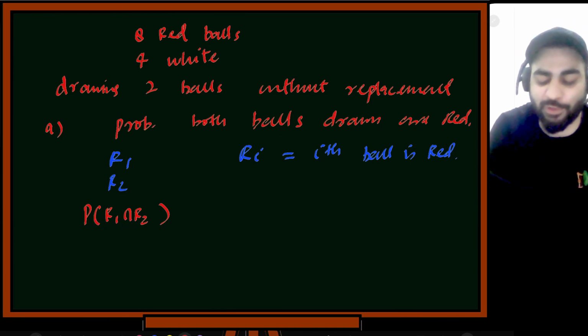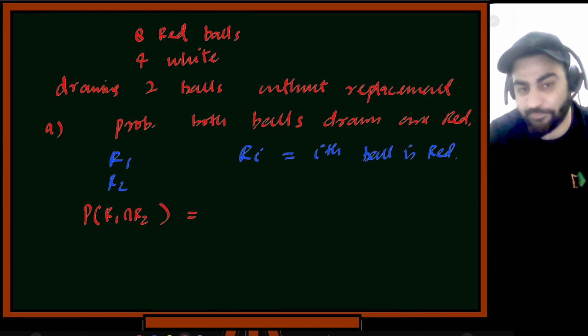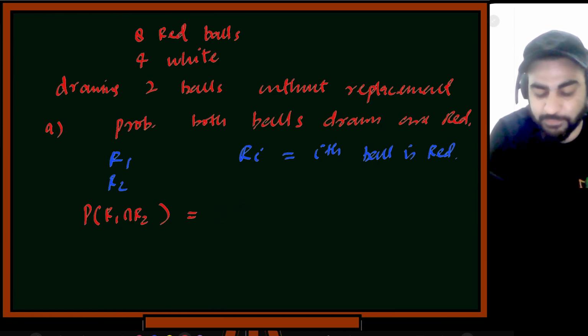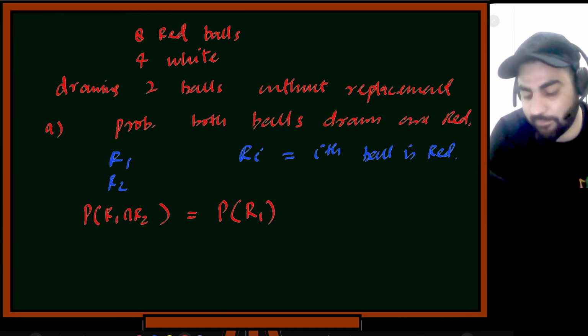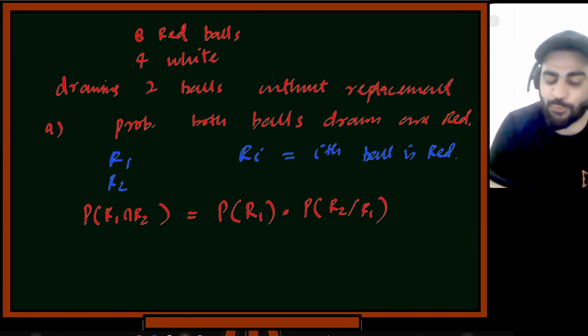So what is the formula that you have studied? This is again the multiplication rule. Yes, the one you showed earlier: the probability of R1 multiplied by the probability of R2 given that R1 happened. So what's the probability of R1?